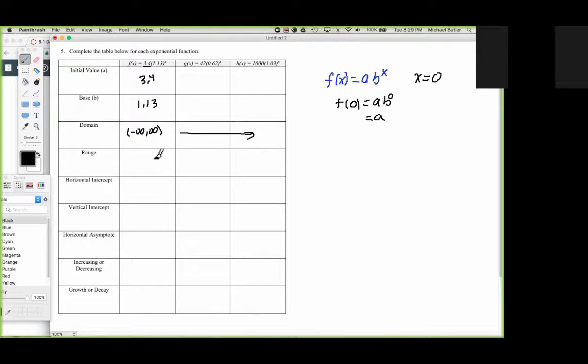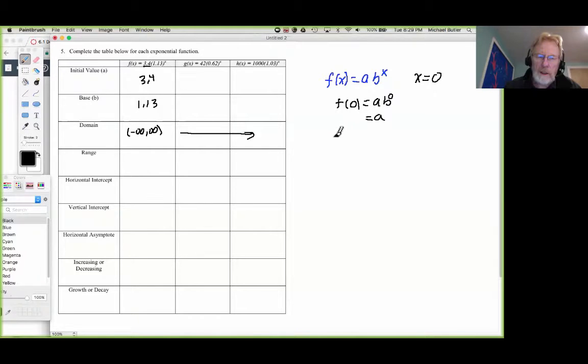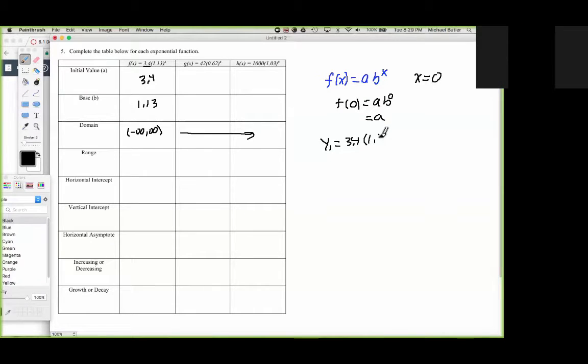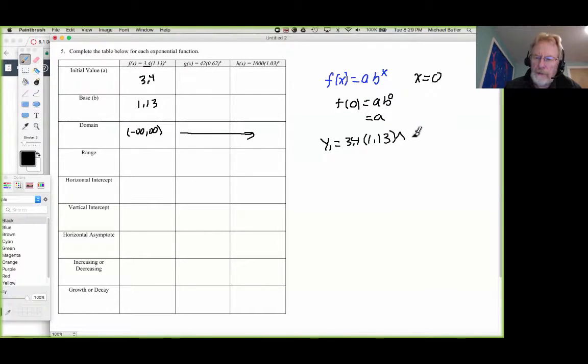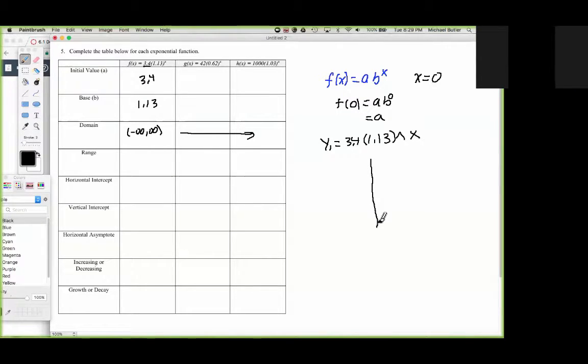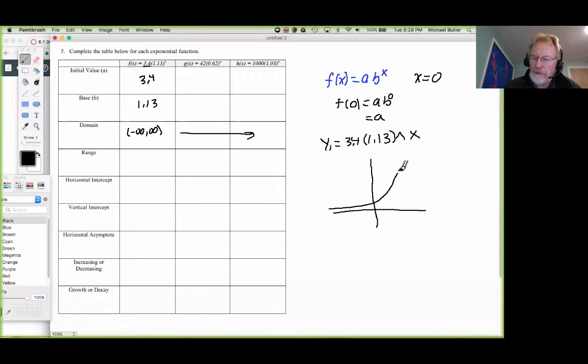I wrote it wrong then. I said y is greater than 0 when we're solving f for x. Well, I'll tell you what, a good way of trying this is to put it in your calculator, go into Y1, and put in 4, parentheses 1.13 caret x. And you take a look at the graph of that. You can end up with a graph that looks not quite unlike, but similar to that.